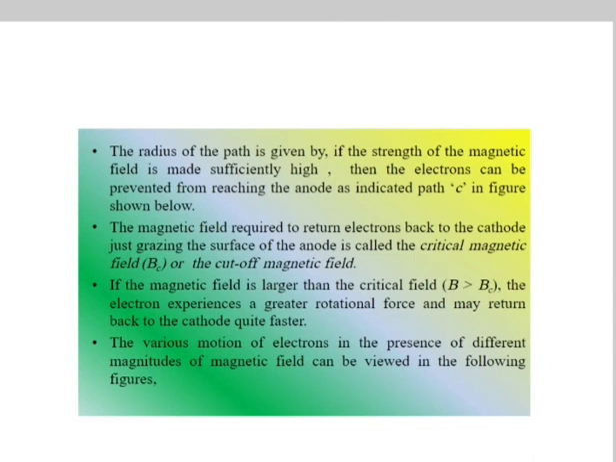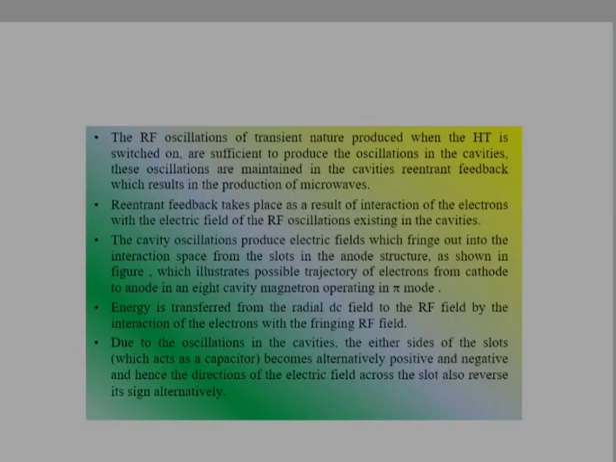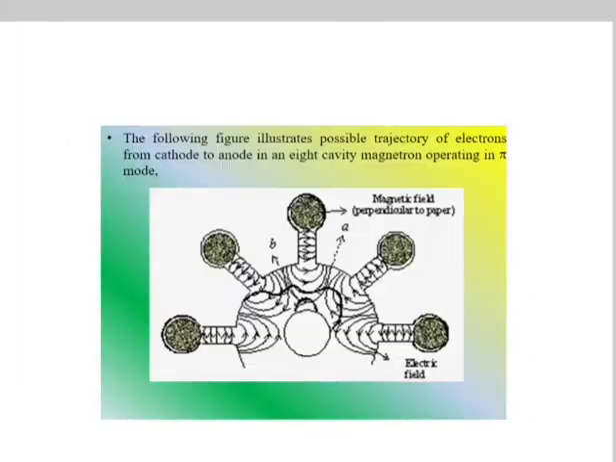The magnetic field required to return the electron back to the cathode, just grazing the surface of the anode, is called the critical magnetic field. Here the RF oscillations of a transient nature produced when the supply is switched on are sufficient to produce oscillations in the cavities, and these oscillations are maintained in the cavities by return feedback, which results in the production of microwaves. This diagram shows the trajectory of the electron from the cathode to the anode in an eight-cavity magnetron operating in pi mode.